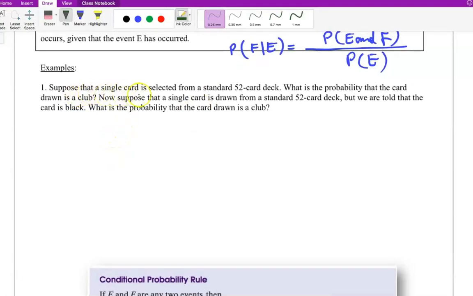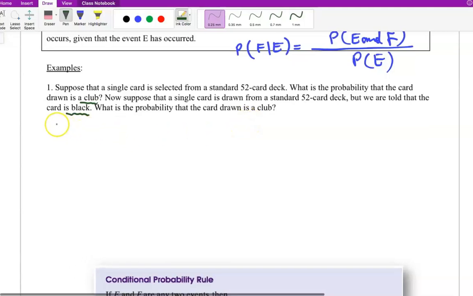Now suppose that a single card is selected from a standard 52 card deck. What is the probability that the card drawn is a club? So what is the probability of having a club? Now suppose that a single card is drawn from a 52 card deck, but we are told that the card is black. What is the probability that the card drawn is a club?